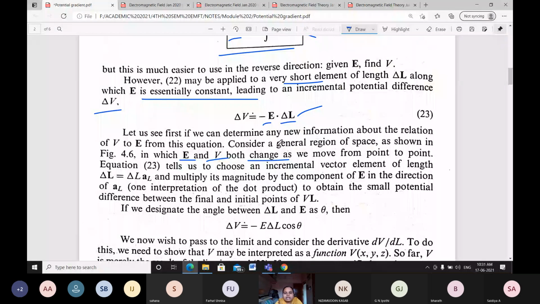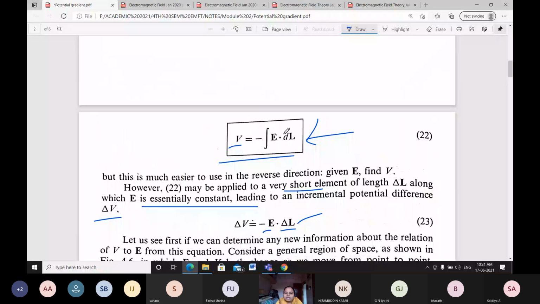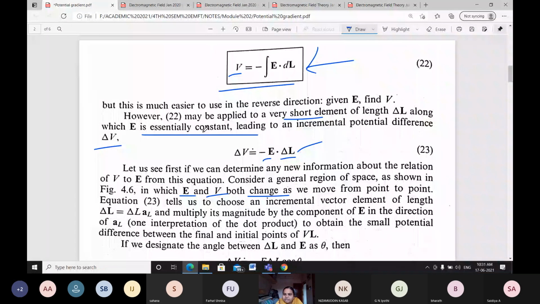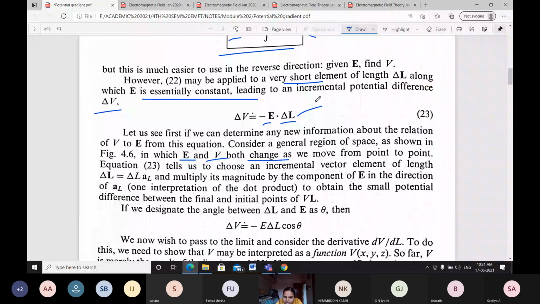Then, what's the equation we took? Choose the incremental vector element of length. Based on this equation, I can tell the incremental length. Therefore, delta L is going to be equal to delta L in the direction it is moving, that is a_L, the unit vector, multiplied by its magnitude, with a component of E.